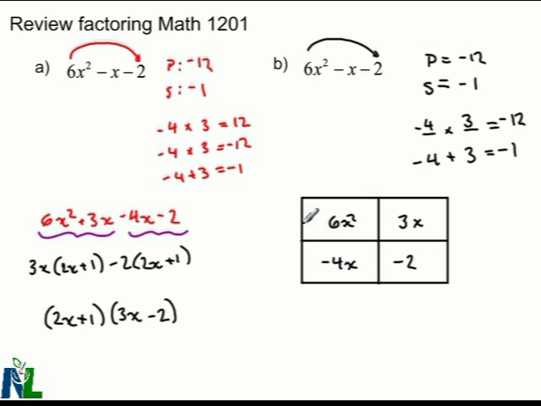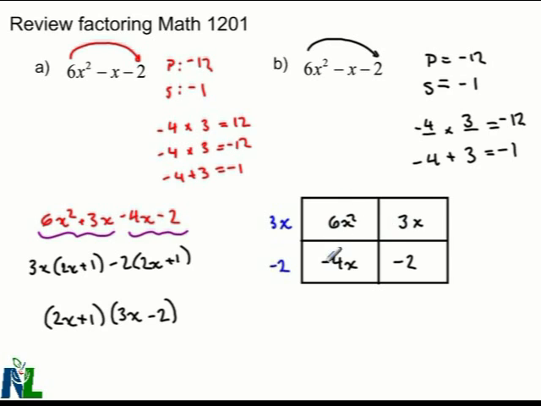So looking across the top here, I have 6x squared and 3x. I can see that a common factor of those two would be 3x. Looking at negative 4 and negative 2, since the leading term here is negative, it's a good common practice that we should remove a negative factor. So since 4 and 2 are both divisible by 2 and the negative starts this, I'm going to remove a negative 2.